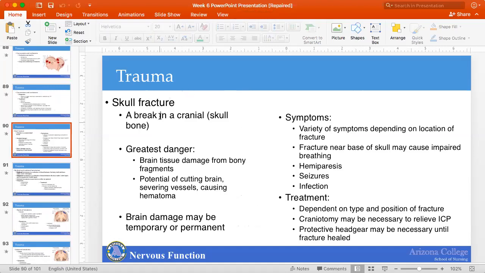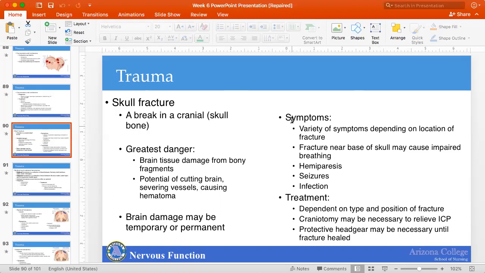Skull fracture: a break in a cranial or skull bone. The greatest danger is brain tissue damage from bony fragments. So if there's a splintering, or an impact hard enough that you start getting fracture of the bone, it starts hitting or damaging the brain itself. There's potential of cutting the brain, severing vessels, causing hematoma. Brain damage may be temporary or permanent, depending on the amount of time of loss of blood supply to the area.